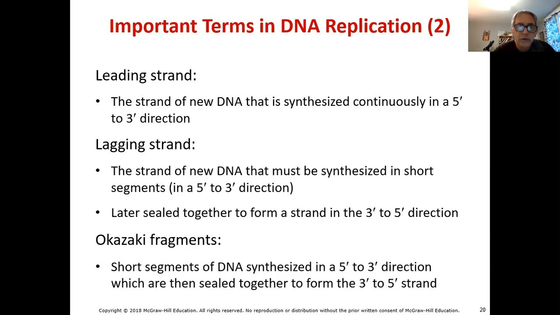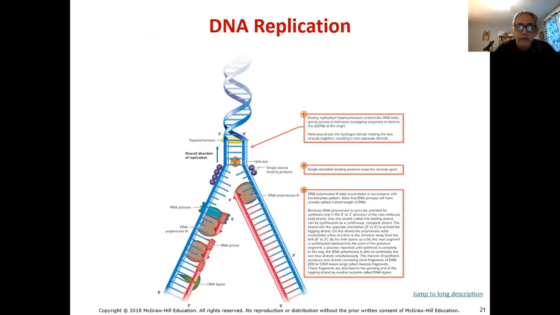So you have a leading strand and a lagging strand. The leading strand can be synthesized continuously, but in the lagging strand, the molecule has to wait to open up. It is synthesized in fragments called Okazaki fragments that later get joined together. And this is a picture of that replication fork.